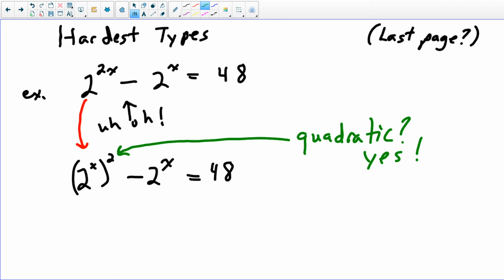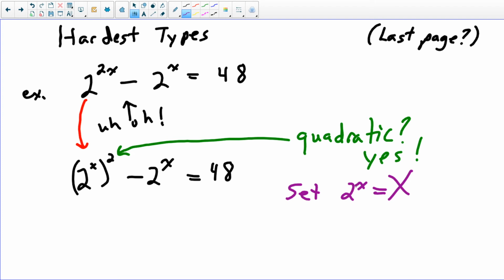Okay? And you are right. We are going to use the technique of variable substitution here. It might be hard for you to see that this is a quadratic. So why don't we set 2 to the x temporarily equal to big X?